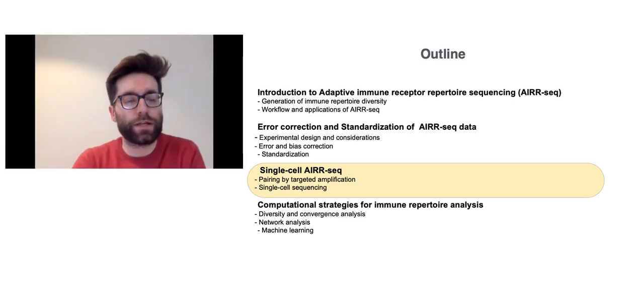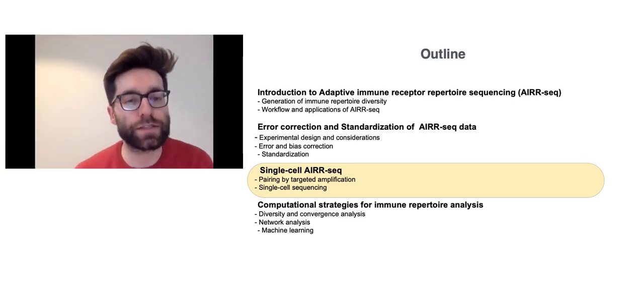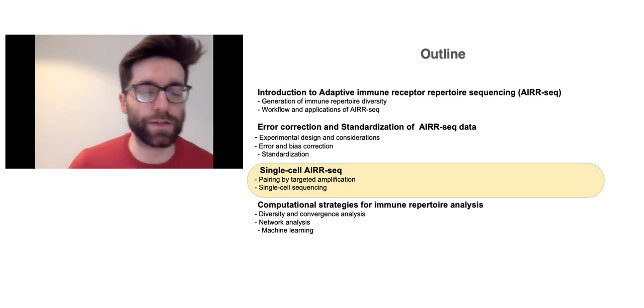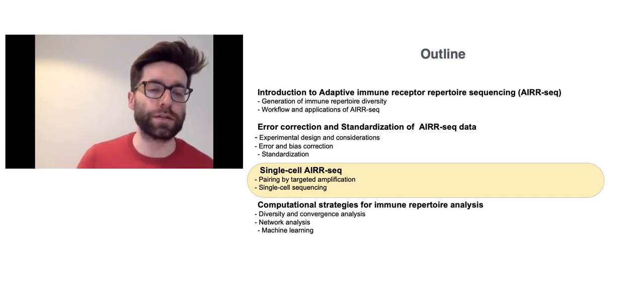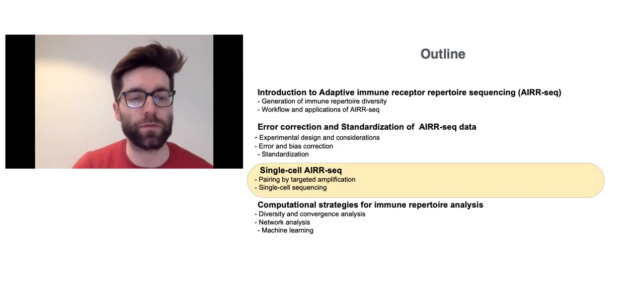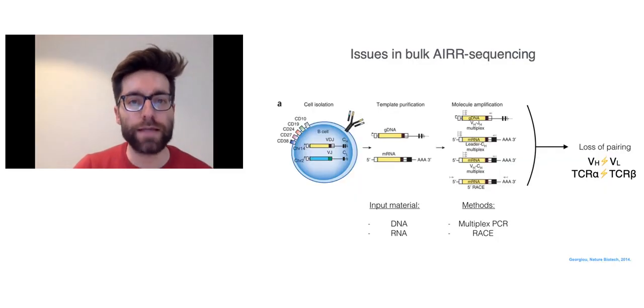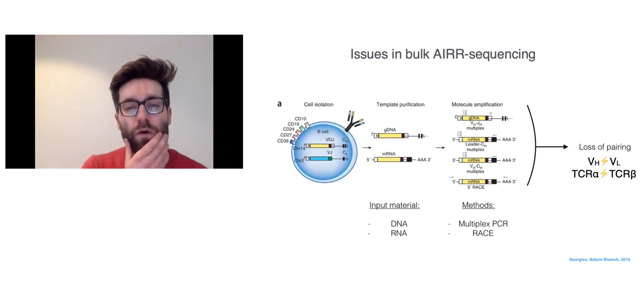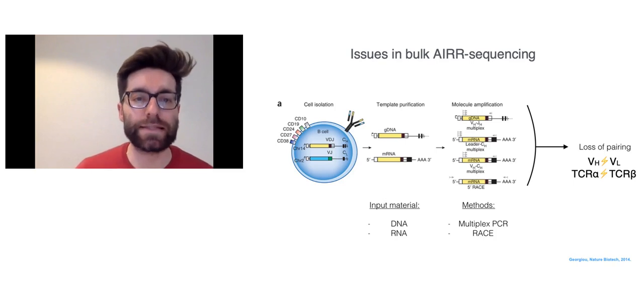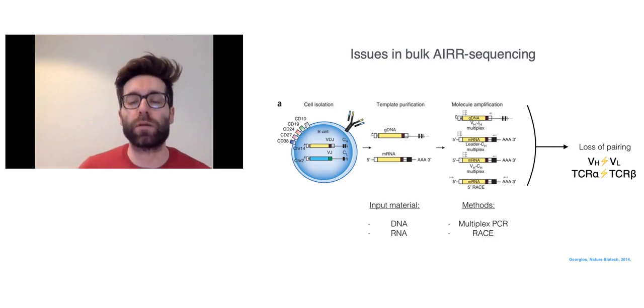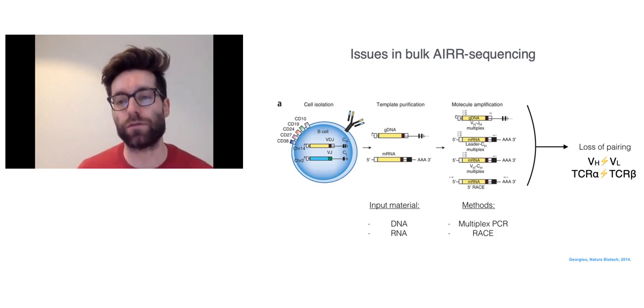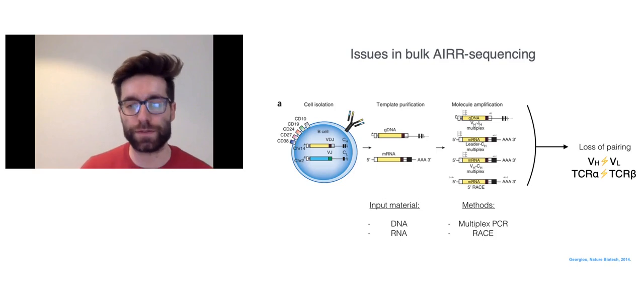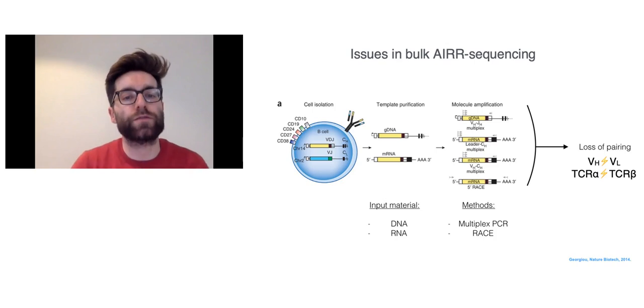Okay, so we are going to the next two topics, which are single-cell sequencing and then the computational strategies. I will go very briefly only on the single-cell sequencing and mostly spend my time on the computational strategies. As was already alluded to in the questions, bulk sequencing has the problem that we lose the pairing of VH and VL, or TCR alpha and beta sequencing. So that's why single-cell sequencing as a whole is a very good idea.